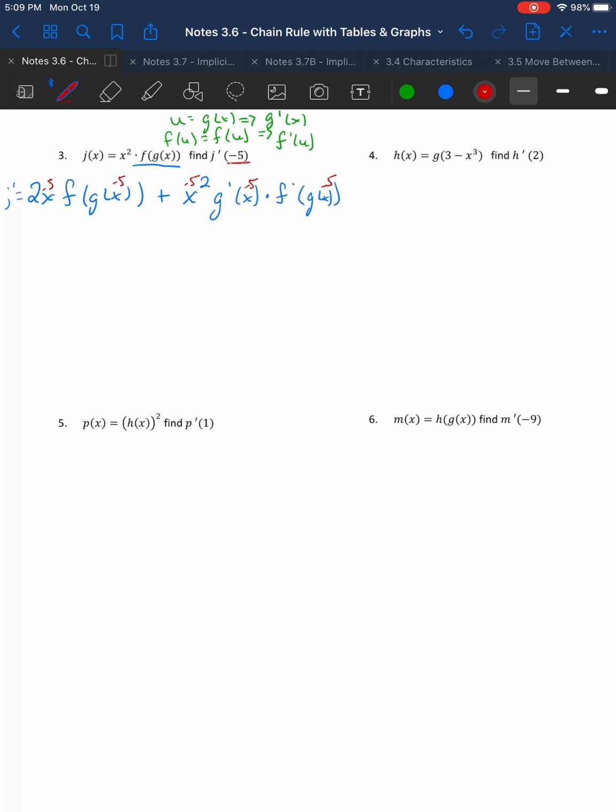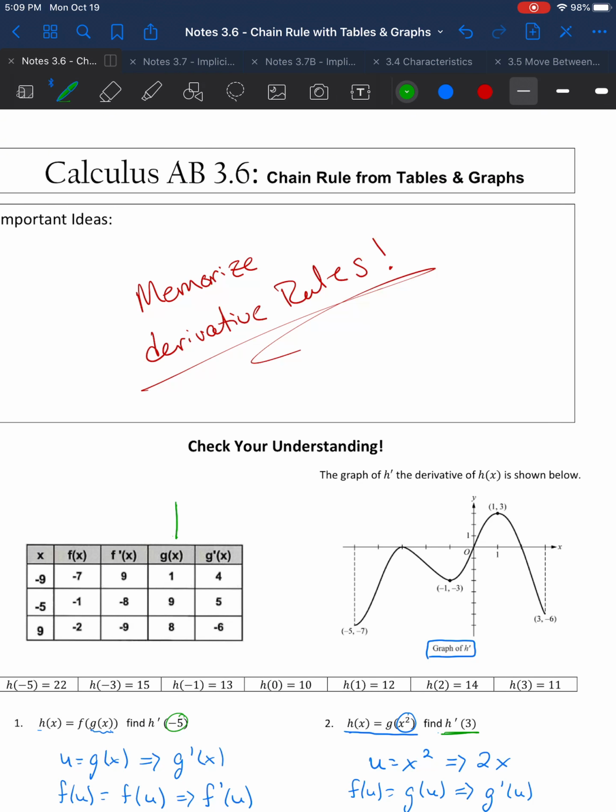It looks ugly, but all of that is the derivative of h, or j, sorry, that's all j prime. But now I'm going to go through and replace all my x's with -5. So let's do the easy stuff first. So quit flipping back and forth. So 2 times -5, -10. And then I would have f of g of -5.